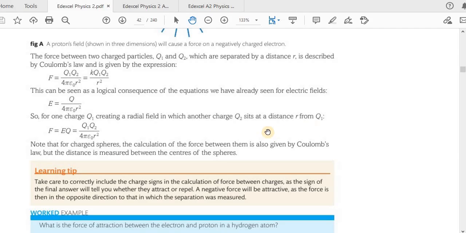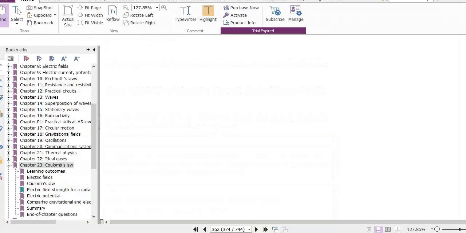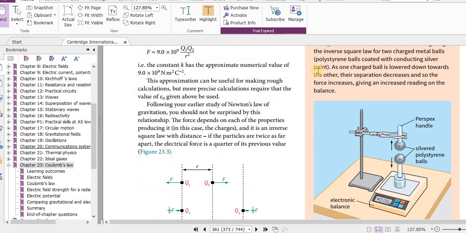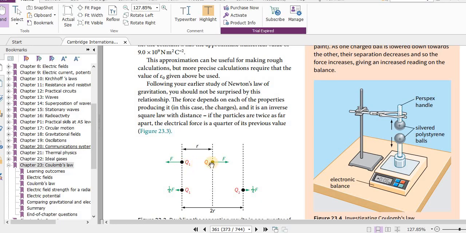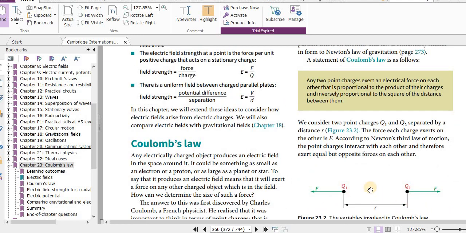So here we have both charges having radial fields around them. Note that for charged particles, the calculation of the force between them is also given by Coulomb's law, but the distance is measured between the centers of the sphere. So remember, this r is from the center of one sphere to the center of the other sphere. We can say from the center of one particle to the center of the other particle. And you can see over here also, it's shown in this diagram which we saw just now. You can see that r is from the center of this to the center of this. See, this arrow is pointing from the center of this to the center of the other one. Even here you can see that.